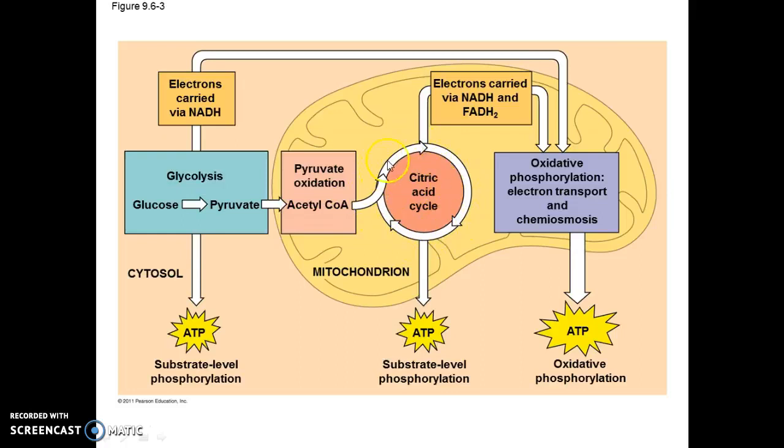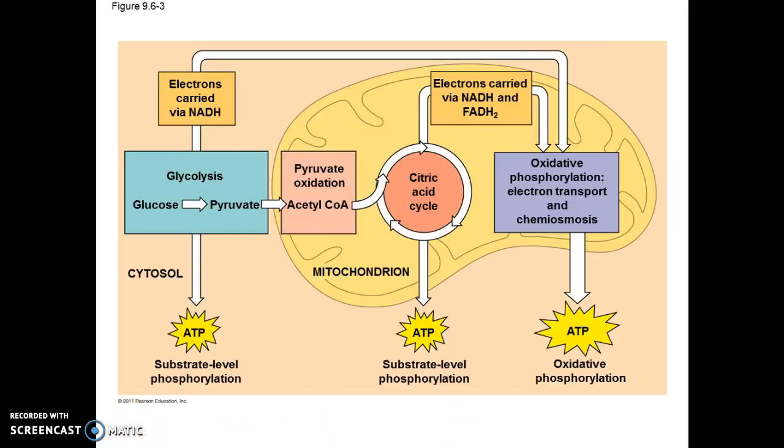The main event here is electron carriers will be generated, NADH and FADH2, who will carry electrons over to the electron transport chain. We can also see from this diagram that there are a couple of ATPs produced both at glycolysis and through the citric acid cycle, but the main source of ATPs is going to be through oxidative phosphorylation as a result of the ETC, or electron transport chain.